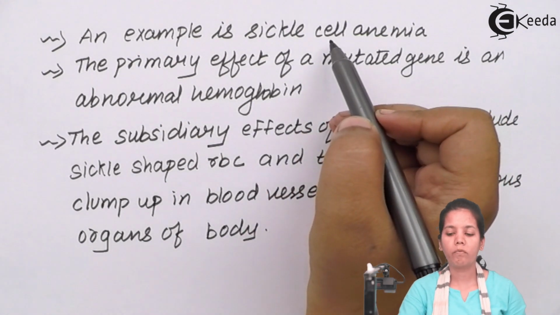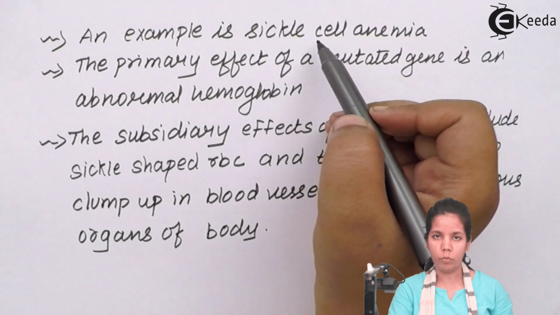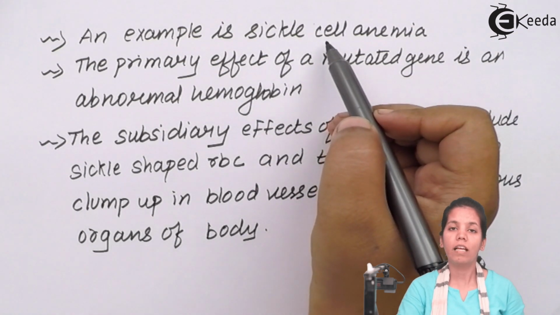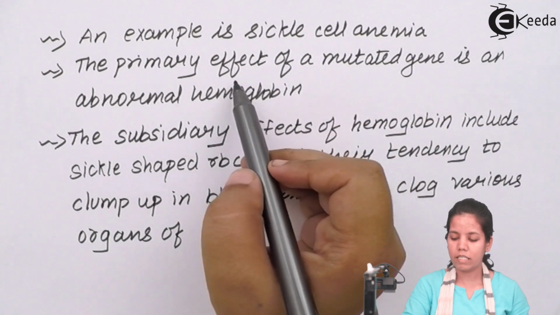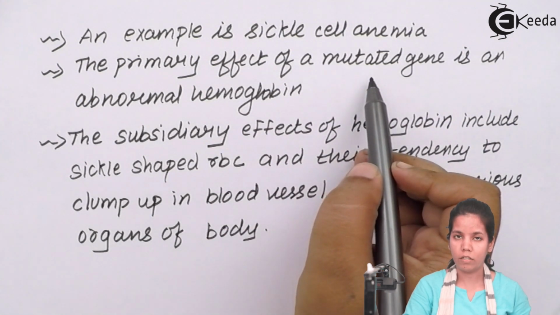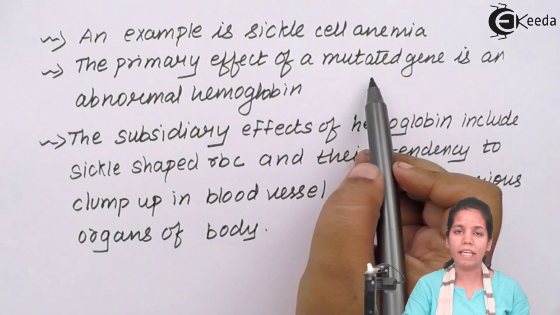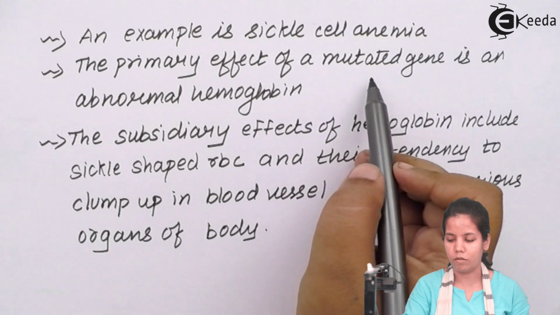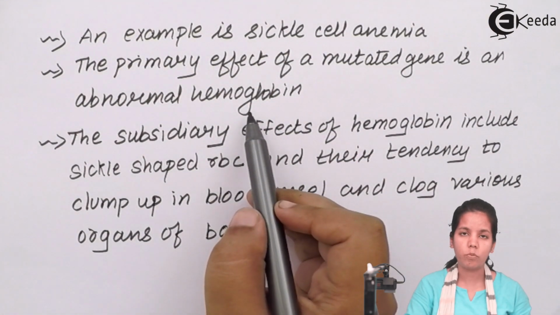An example of this pleiotropic trait is sickle cell anemia in human beings. Now, this is a genetic disease or genetic disorder. During this, the primary effect of the mutated gene could be point mutations, or it could be mutations in the chromosome or in ATGC. One of those codes is disturbed, and due to this, abnormal hemoglobin or HB is produced.